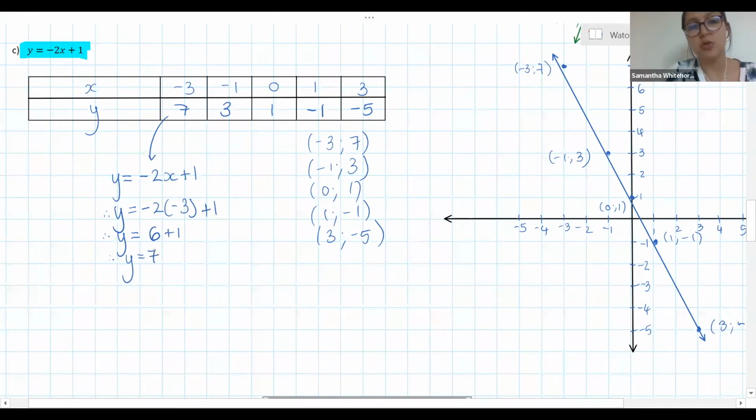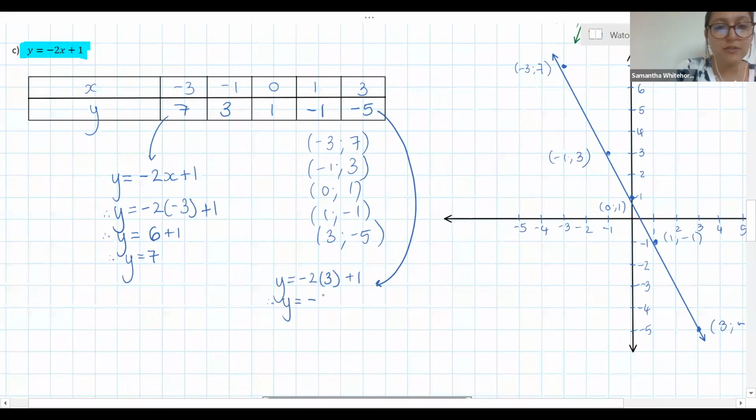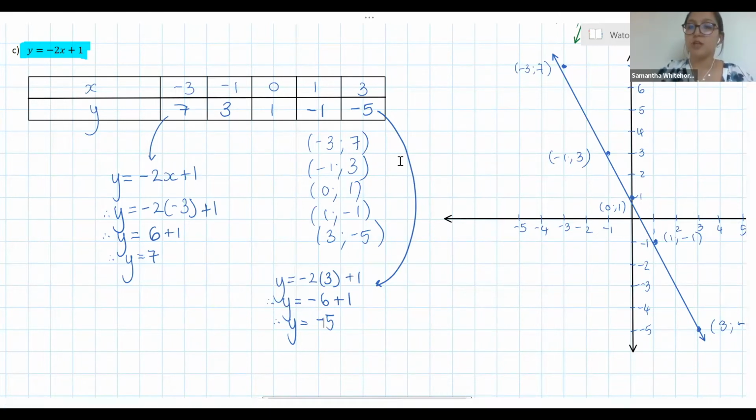Just to show you on the other side, if I now do this one, we've got y is equal to -2 times +3 now, plus 1. And negative times a positive is a negative. So this would be -6 plus 1. And so I've got my output as -5 here. All right, so guys, that's the method, for lack of a better word, of how we would get our outputs. And it's through substitution that we're able to find our y values.